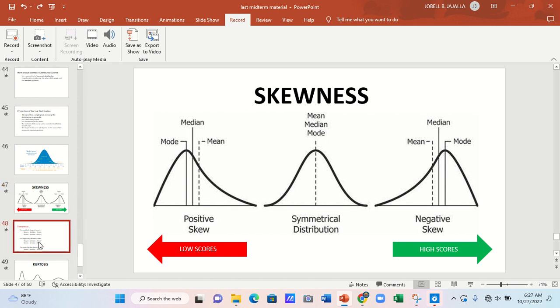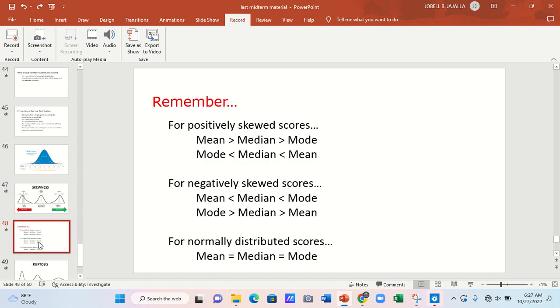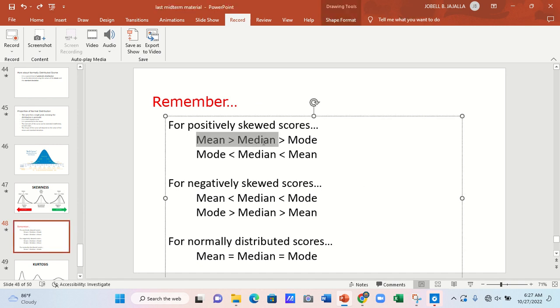Okay, so now, remember, memorize, pag positively skewed ang scores, ang mean, greater than siya sa median, and ang median, greater than siya sa mode. Kung balihon nato, ang mode, less than siya sa median, and ang median, less than siya sa mean. Now, for negatively skewed scores, ang mean is less than the median, and the median, in turn, is less than the mode. And then the mode, kung baliktaron nato, is greater than the median, and the median, in turn, is greater than the mean.